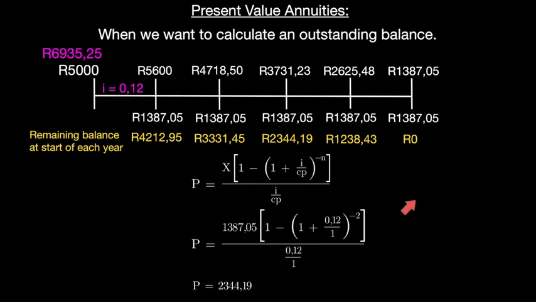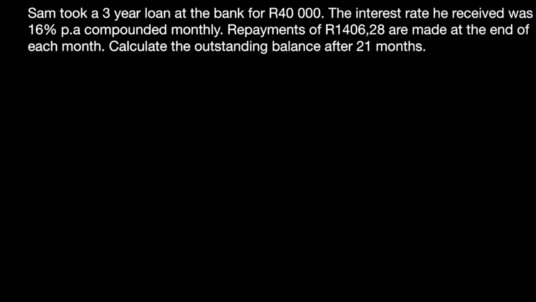Let's go and look at another example. Now here is a nice example for us to try. Sam took a 3-year loan at the bank for 40,000 Rand. The interest rate he received was 16% per annum compounded monthly. Repayments of 1,406 Rand and 28 cents are made at the end of each month. Calculate the outstanding balance after 21 months.